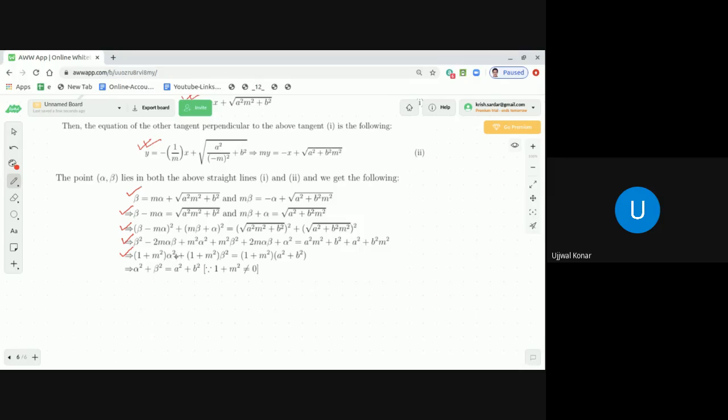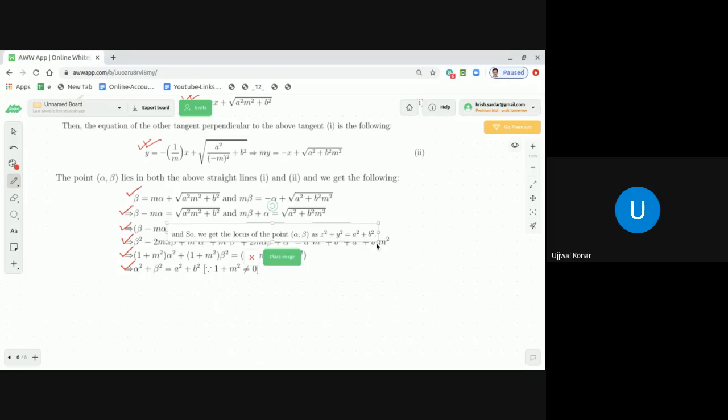Despite m being any real number, 1 plus m square is always greater than 0, so not equal to 0. So we get alpha square plus beta square equal to a square plus b square. Now, dear students, if you recall our locus study, to find the locus of the point alpha comma beta, we simply replace alpha by x and beta by y. So we get the locus of the point alpha comma beta as x square plus y square is equal to a square plus b square.